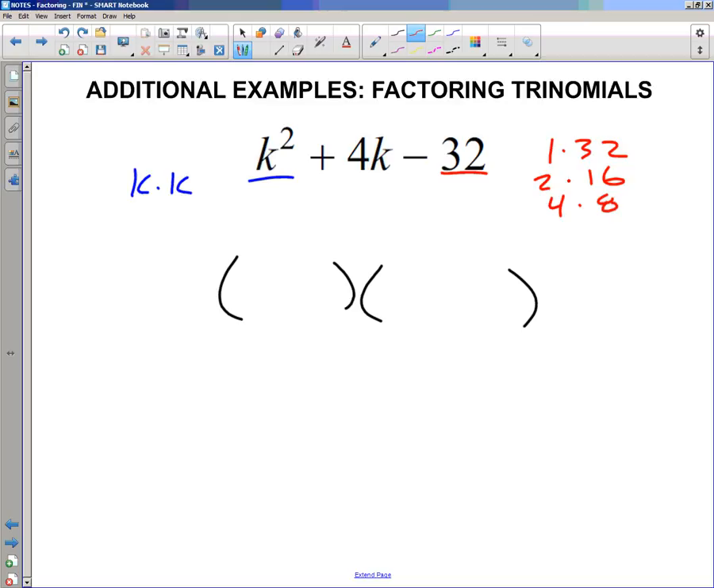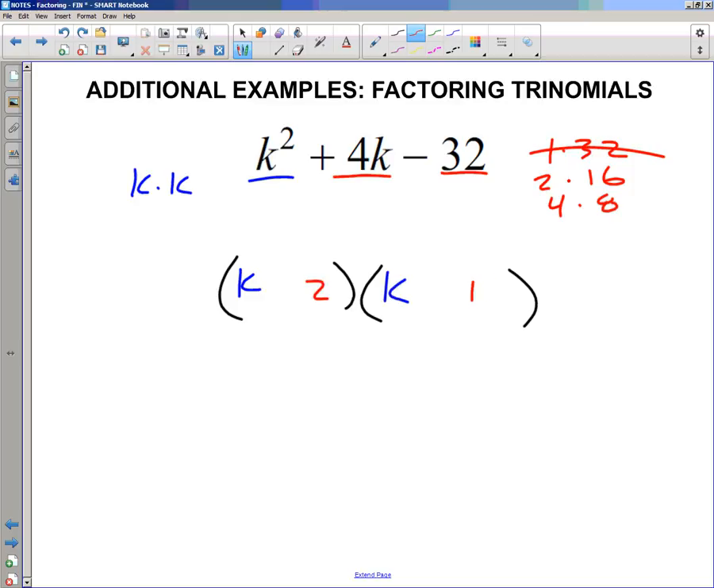So we're going to begin the process of guess and check now. We know that our first 2 terms have to multiply to give us the first term, so that's going to have to be a k and a k. Only one option there. And then we need to start working our way through these other options. Now, 1 and 32, I know I'm going to have to multiply those, and we're going to have to come up with a 4k. I just don't think that's going to happen. I'm going to cross it off. I can always come back to it later.